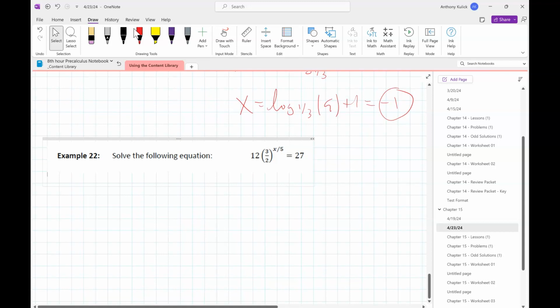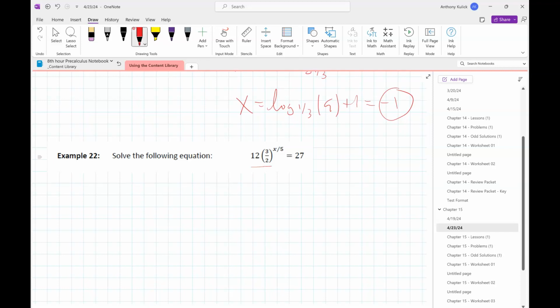What should I do first to solve 12 times 3 over 2 to the x over 5 equals 27? Who can tell me? Great, divide both sides by 12. When I do that, 27 over 12 reduces to 9 over 4.